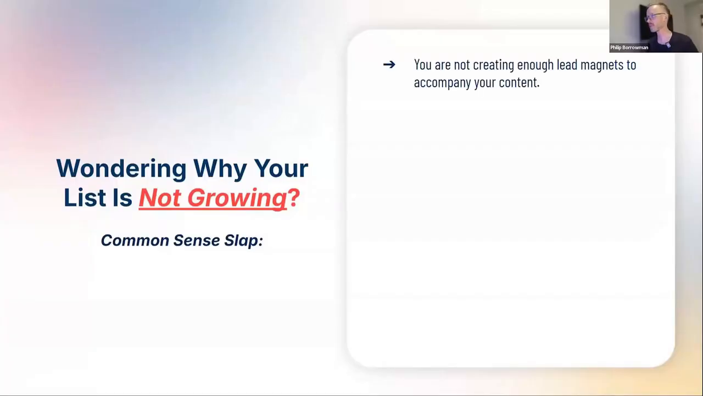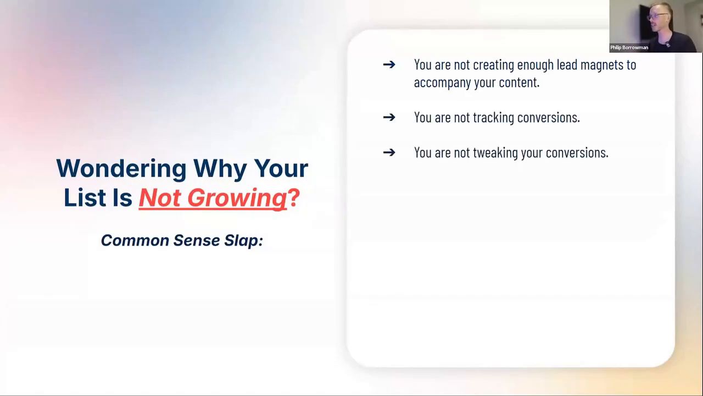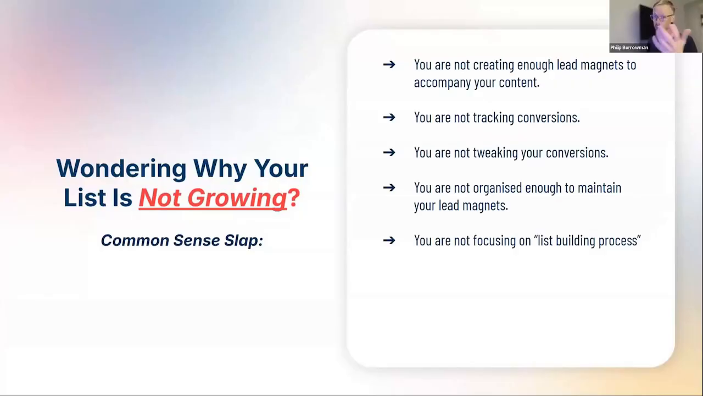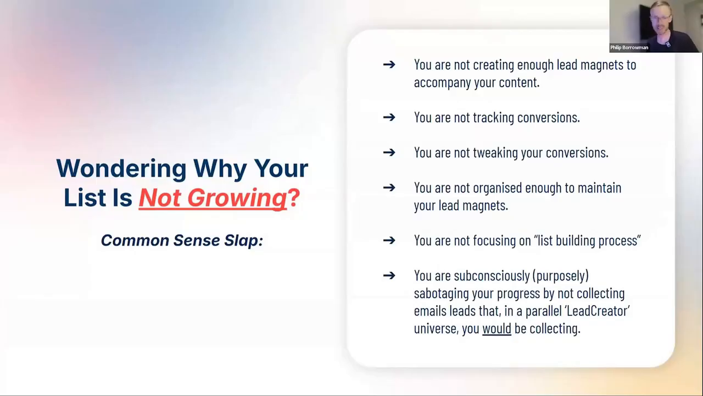And I like to give people little comments and slaps here as well, because the reason why you're not growing is because you're not creating enough lead magnets, you are not tracking conversions, you're not tweaking conversions, you're not organized enough to maintain your lead magnets, you're not focused enough on the list building process because you're creating content without lead magnets, and you're basically half subconsciously, half on purpose, sabotaging your own progress, okay?